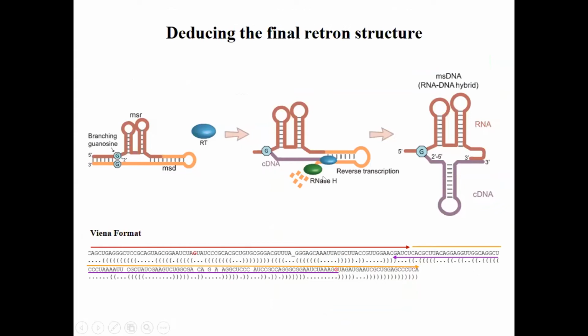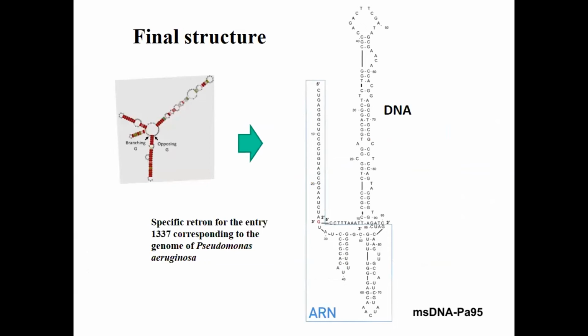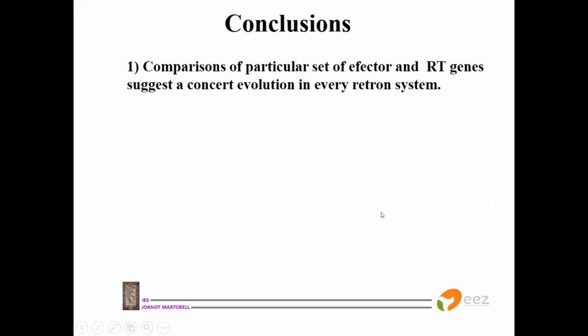As an example, the final structure found for the retron in the isolate corresponding to one of the entries, 1337, is named msDNA PA95. It consists of a cDNA of 95 nucleotides joined to an RNA molecule of 86 nucleotides. Similar structures can be predicted for all entries of this group, and this allows us to obtain the conclusions of our work. These are the conclusions.